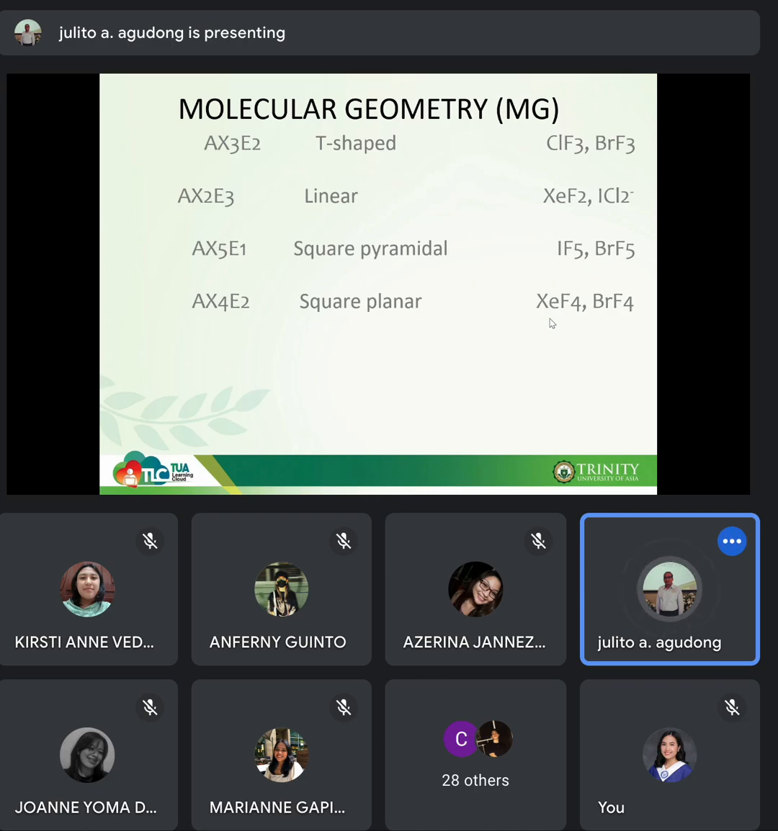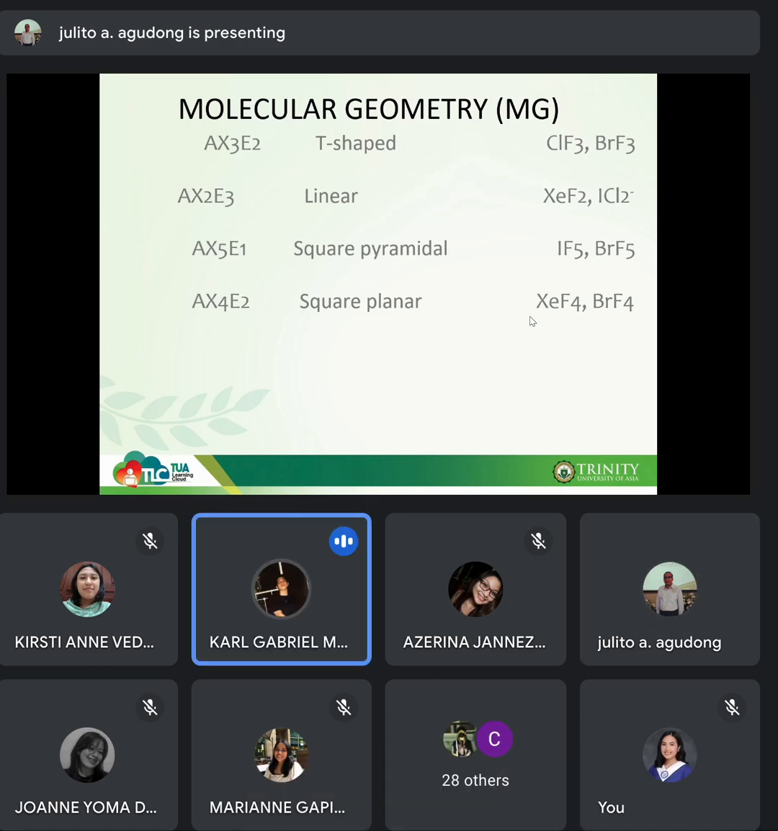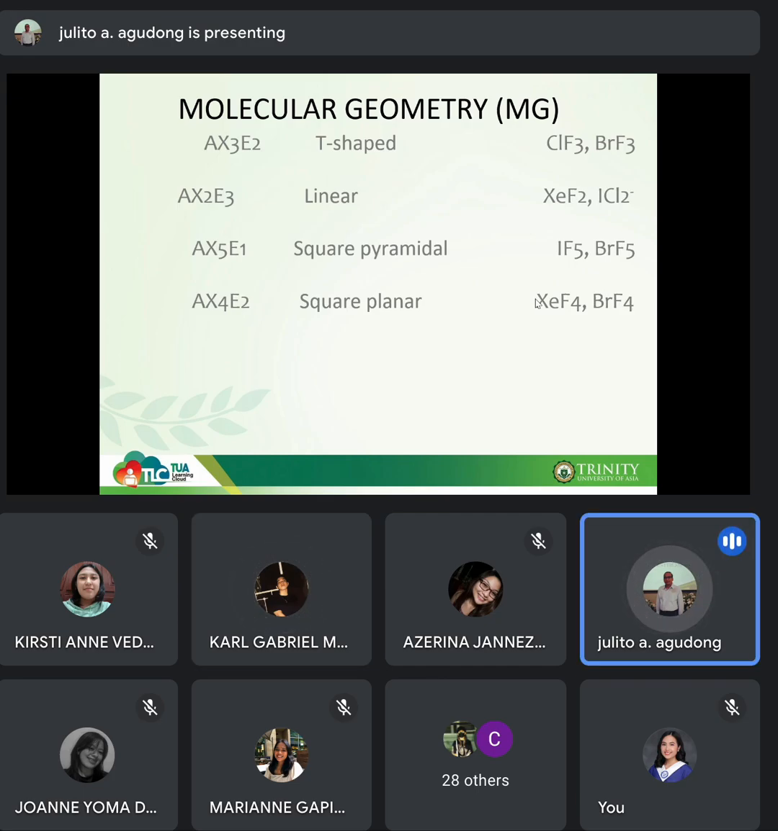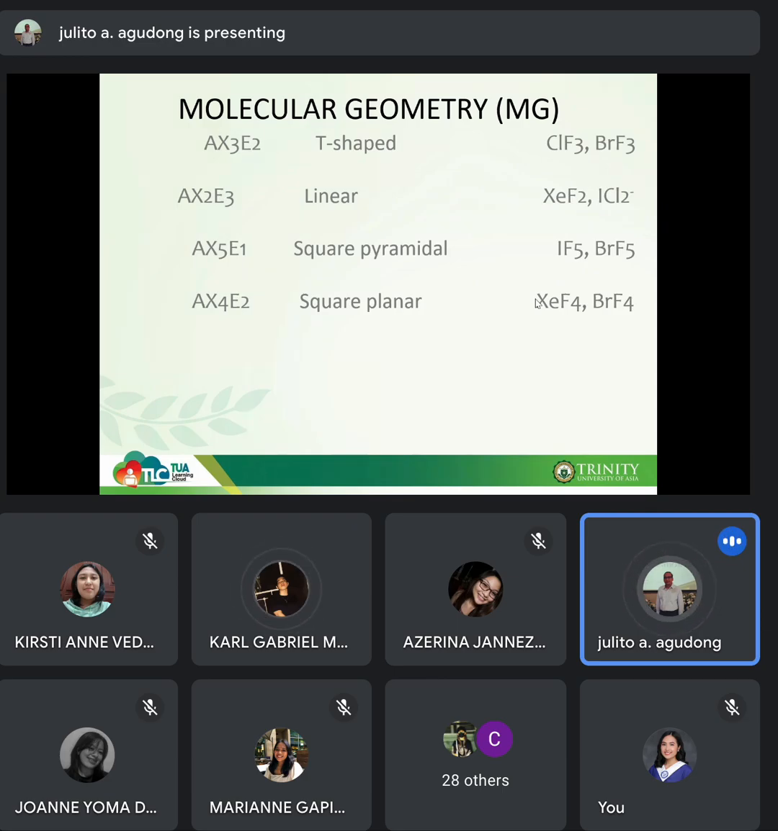Any question, class? Sir, I do have a question po. Does this type of geometry apply only to expanded octet? Molecular geometry, not necessarily expanded octet. But the ones in the presentation now are mostly, but not only, for expanded octet.